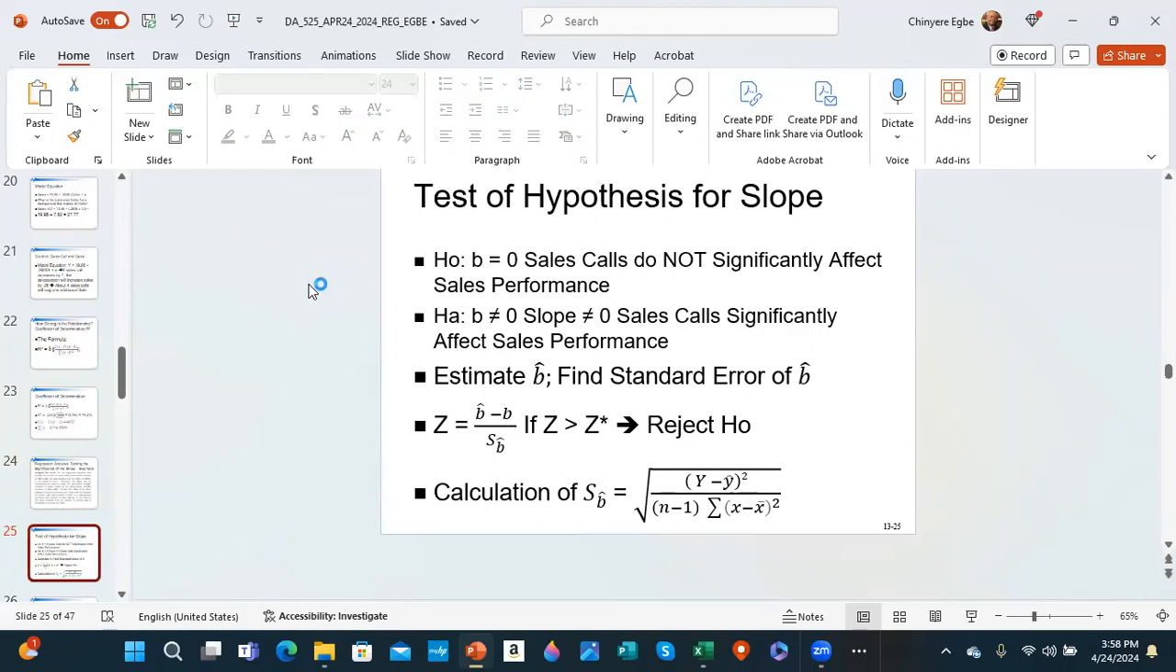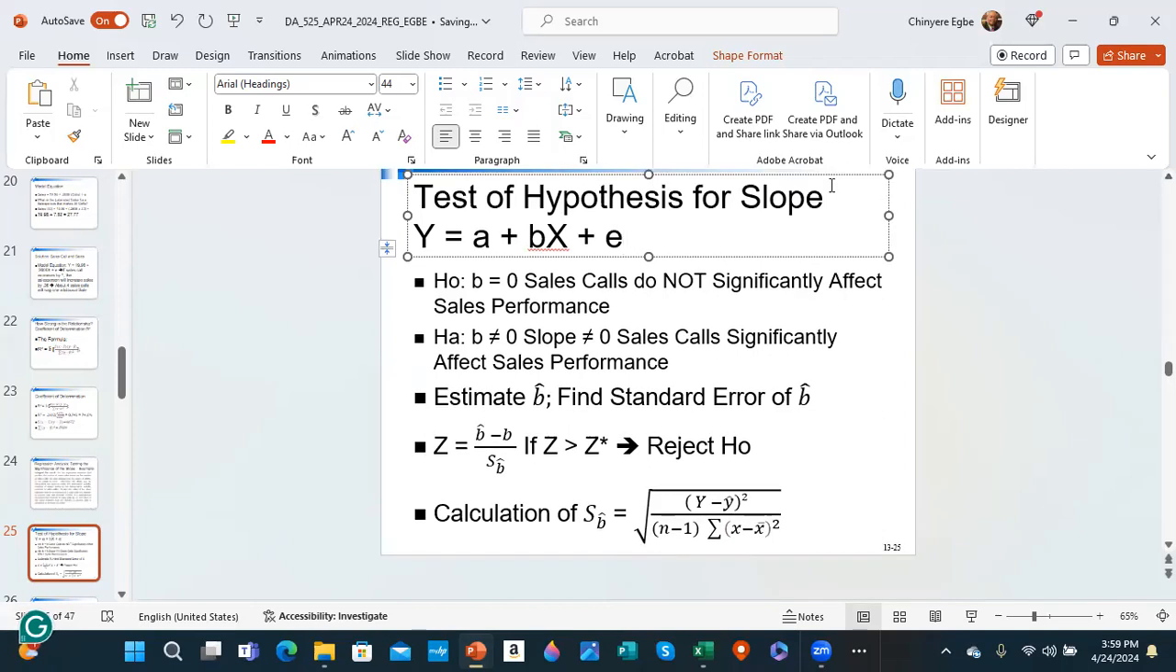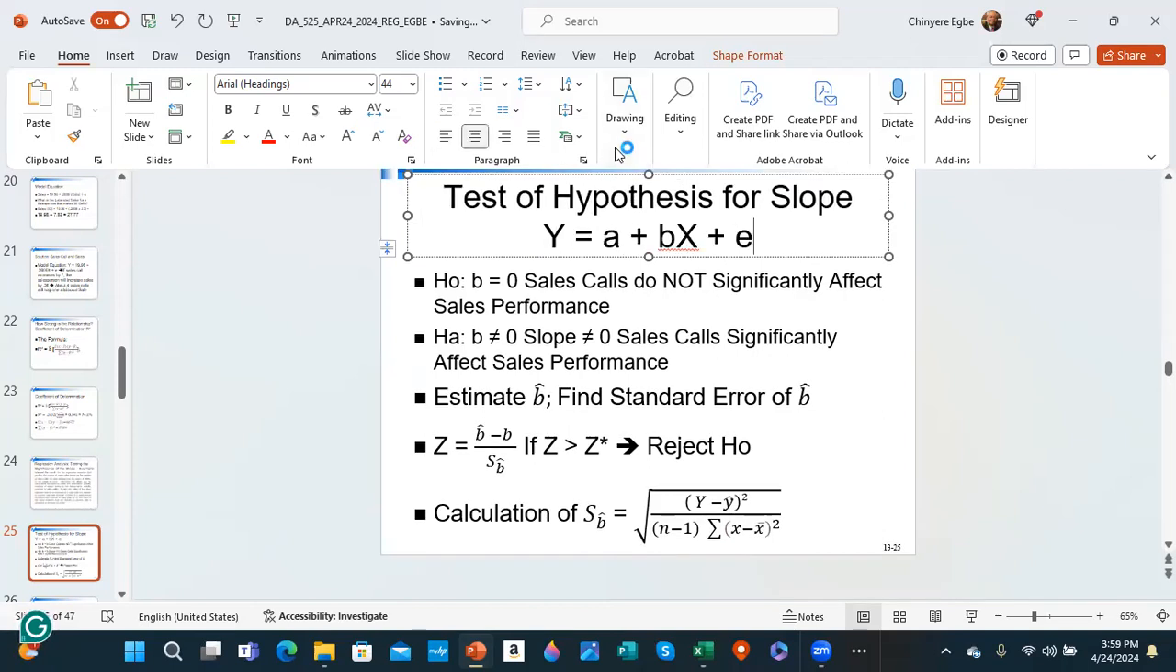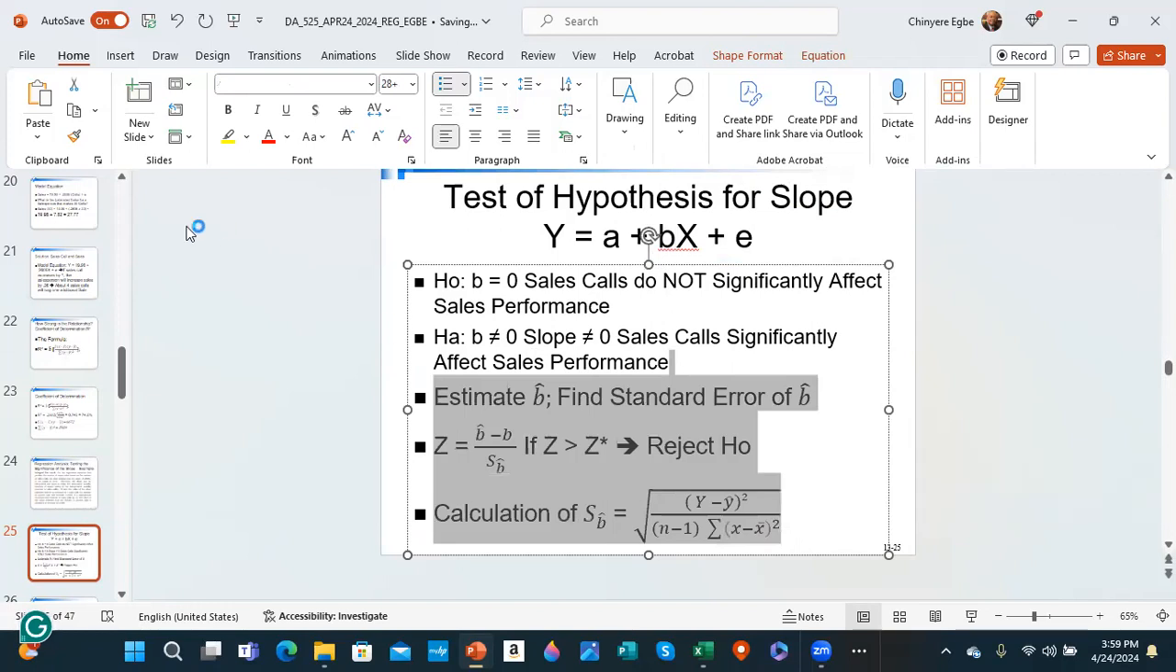So we have the model, and I'm going to write out the model again. Y is equal to A plus B X plus E, okay? So we want to test the hypothesis, and the hypothesis is to test whether B is equal to 0, okay? The null hypothesis is that B is equal to 0.